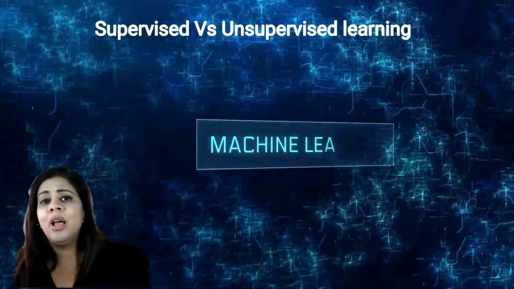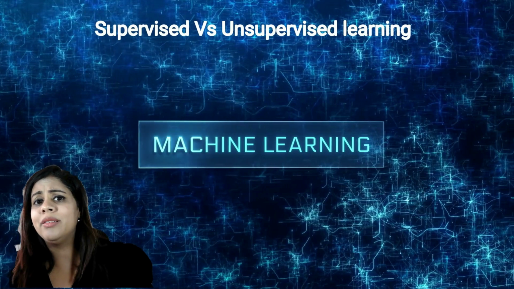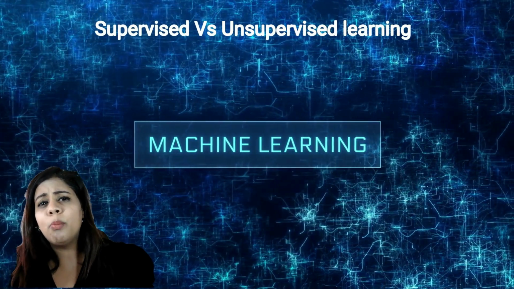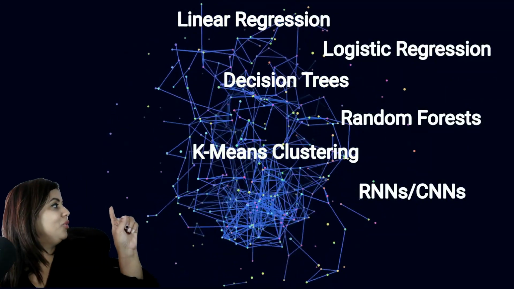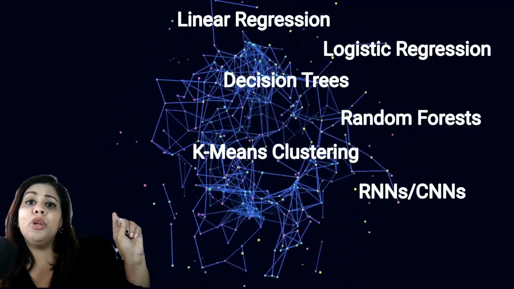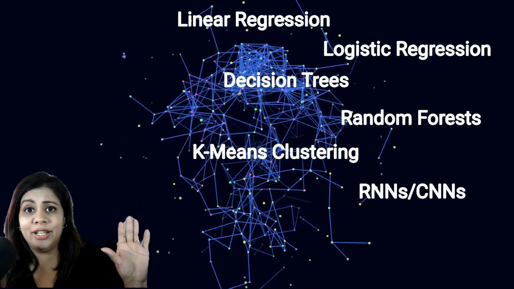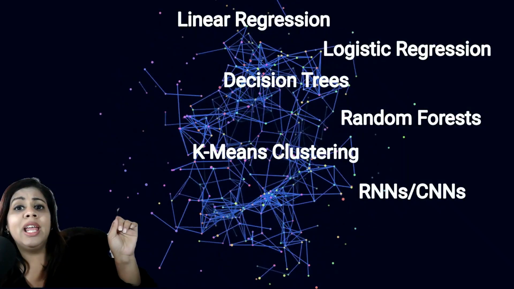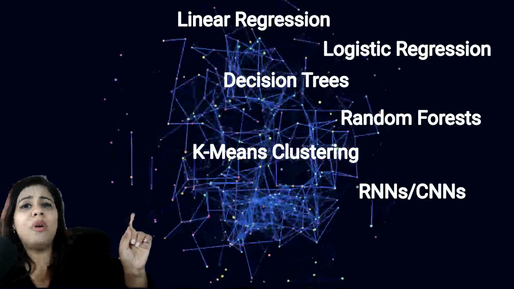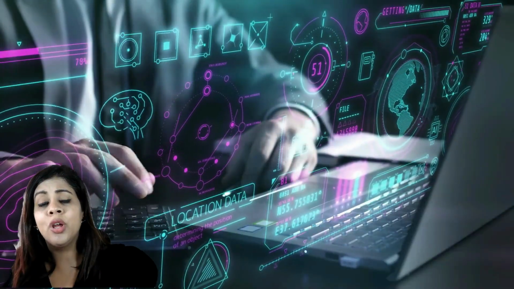The next thing is you should learn the fundamentals of machine learning, like what is supervised and unsupervised learning, what are models, what is feature engineering, and more fundamentals. And then you see here, these are a few very important machine learning algorithms that every data scientist should know, like linear regression, logistic regression, k-means clustering, random forest.